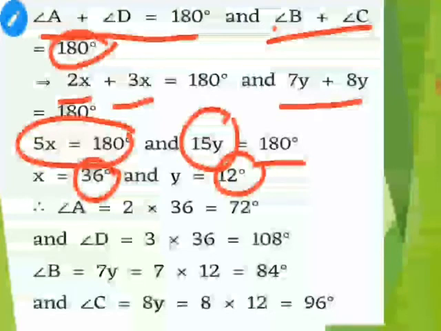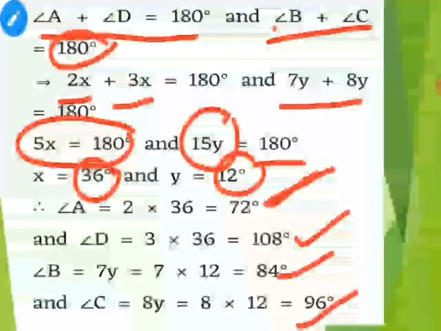Now we will calculate the angles. So angle A is equal to 2x. So 2 multiplied by 36, that will be 72 degrees. Angle D is given to you as 3x. So 3 multiplied by 36, that will be 108 degrees. 7y is equal to 7 multiplied by the y value we have calculated, which is 12. So 7y is equal to 7 multiplied by 12, that will be 84 degrees. And 8y, 8 multiplied by 12, that will be 96 degrees. So this way we have calculated the 4 angles.